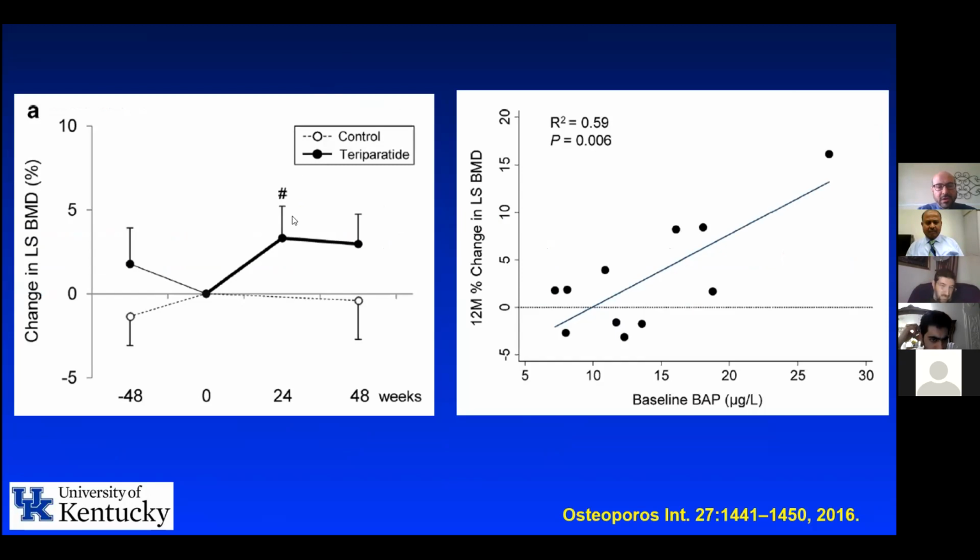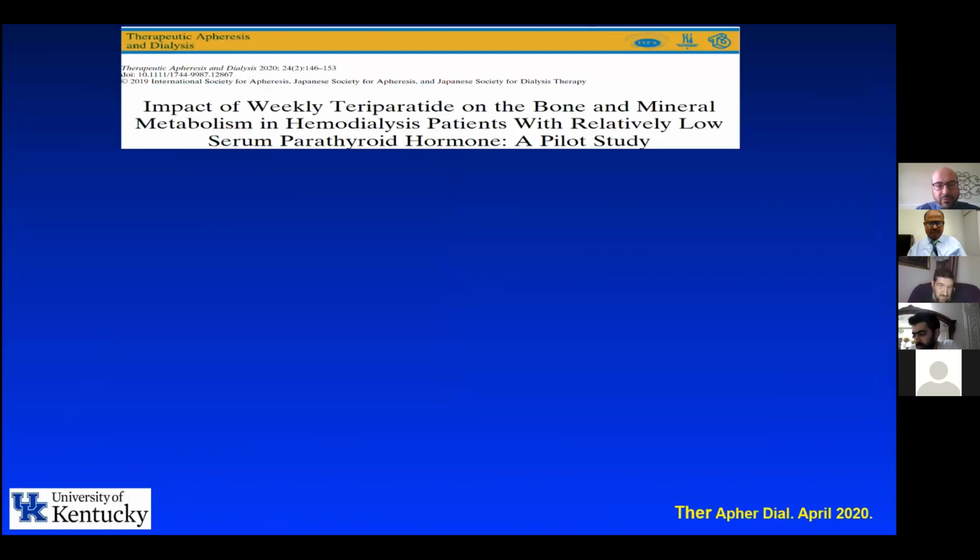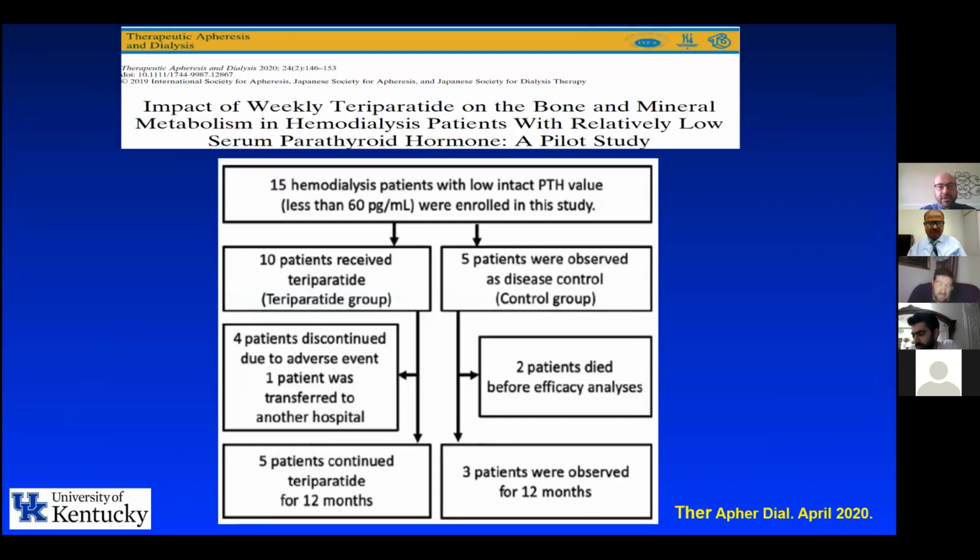As you see here, in the patients who received teriparatide, there was significant improvement in the lumbar spine BMD and also in the bone formation rate. However, it didn't improve the femoral neck BMD or the radius BMD, but it was good for the vertebral BMD and biomarkers. Another study was also done on weekly teriparatide. These studies actually came from Japan, and they are using this weekly 56.5 microgram injection of teriparatide, and they published several articles on that.